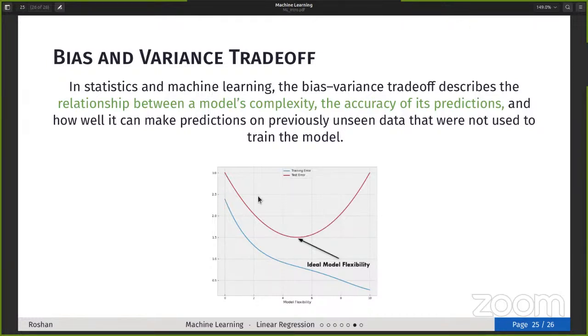You should only look at test error, not the training error. You want the test error to be as minimum as possible. That's the takeaway here.